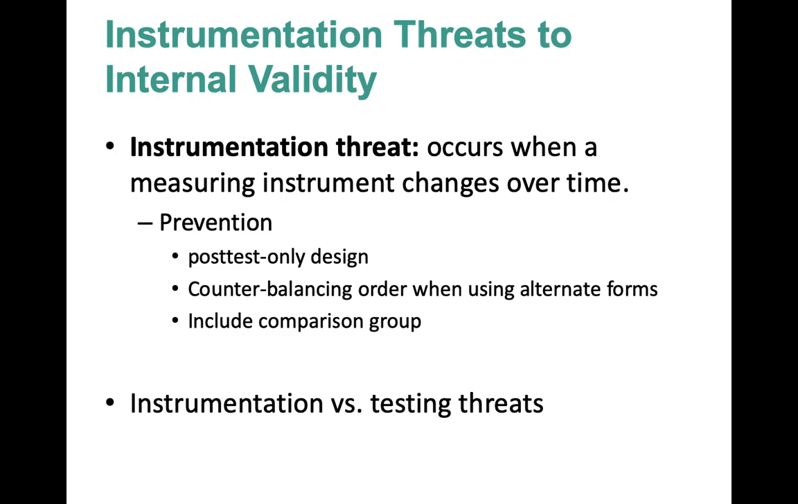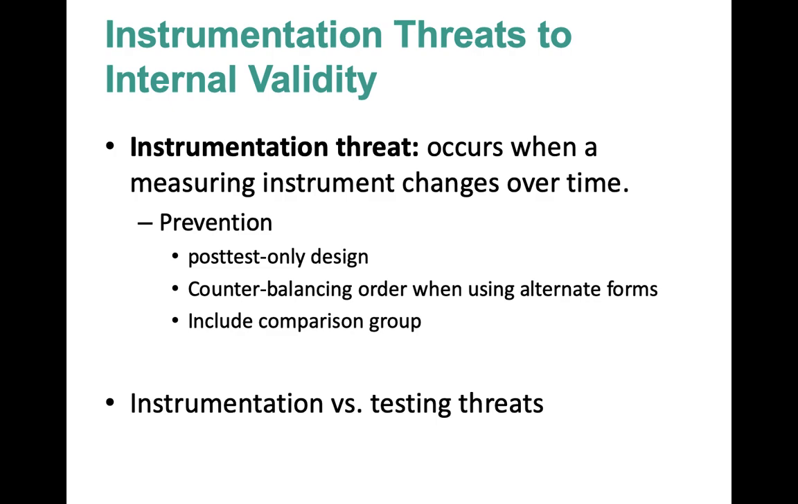All right. So another threat is known as instrumentation. And this is at first going to seem somewhat similar to testing, but I'll try to differentiate the two. So an instrumentation threat occurs when a measuring instrument changes over time. Okay, so let's go over some examples.